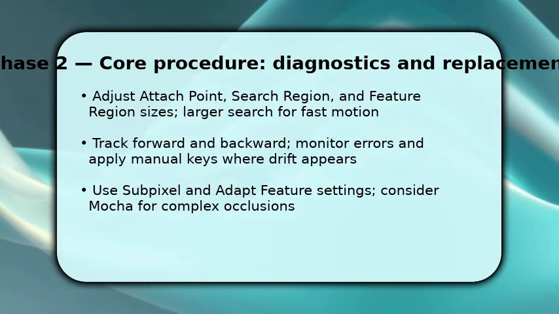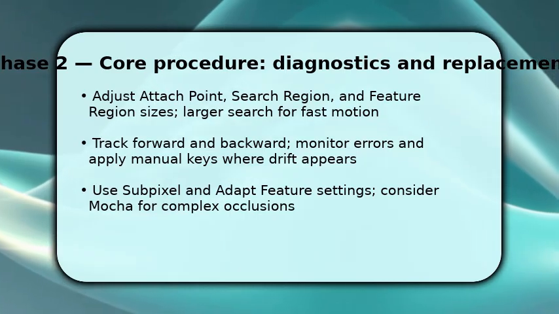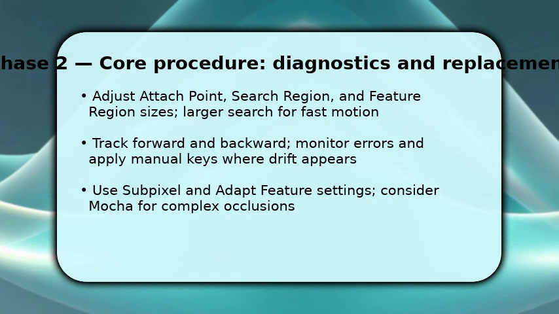If occlusions or perspective warping persist, export to Mocha for planar tracks. Then import corner pin data back. This avoids frame-by-frame correction and saves time.